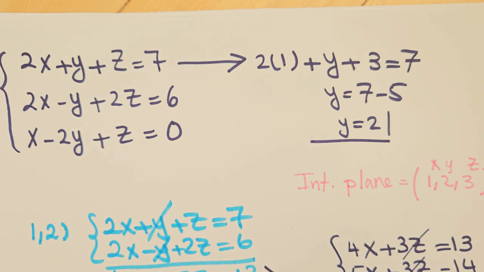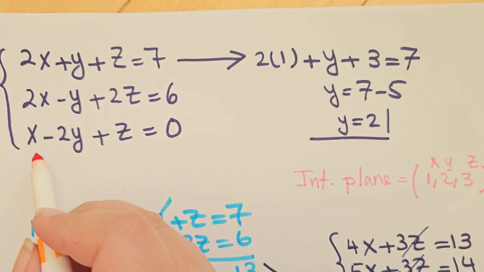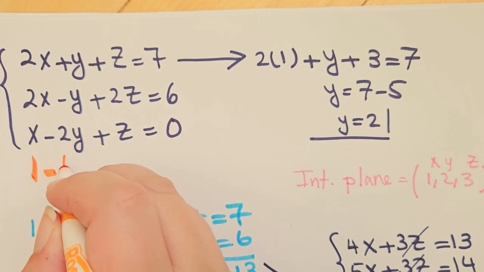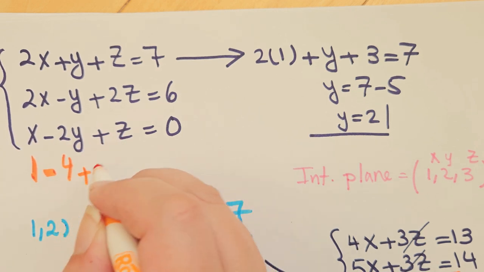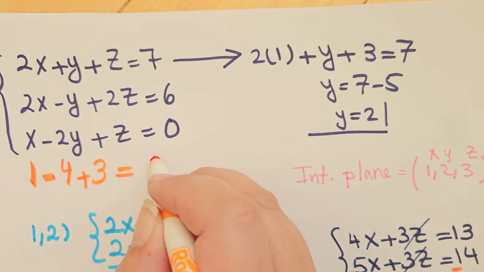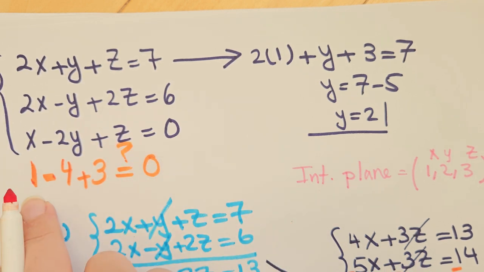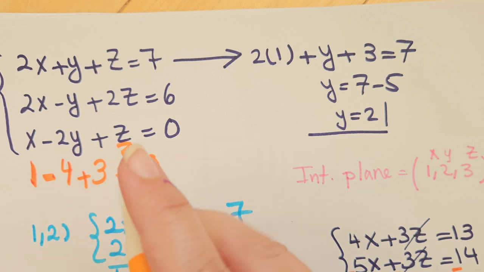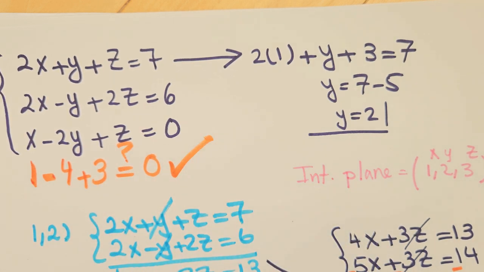So here I'm using the third equation. I use x as 1, y as 2, so -2 times 2 is negative 4, and z is 3. And it must be equal to 0. 1 minus 4 is negative 3. Negative 3 plus 3 is 0. So that means your answers are correct.